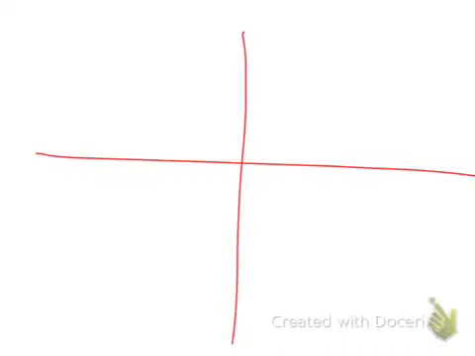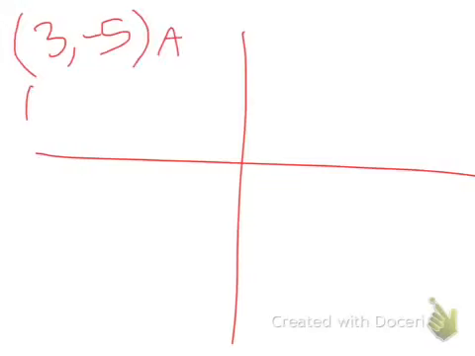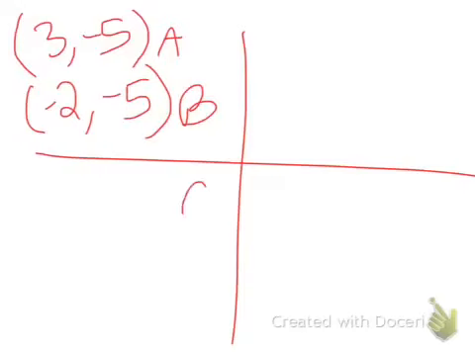I want you to graph on a normal graph, I want you to graph 3, -5, that's A. I want you to graph -2, -5, that's B, and then C is going to be 0, -4. That'll show me that you know it. That's all there is to it.